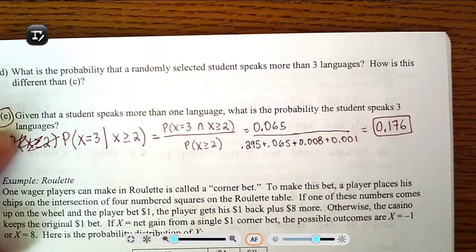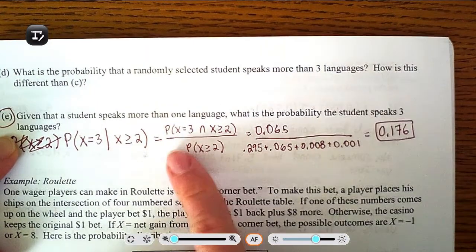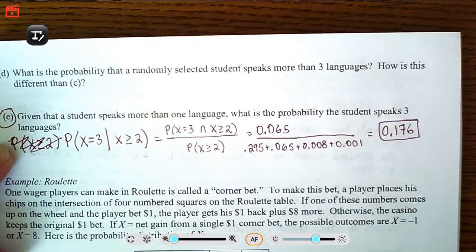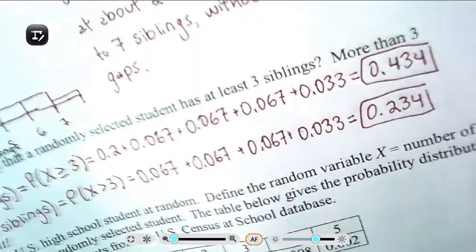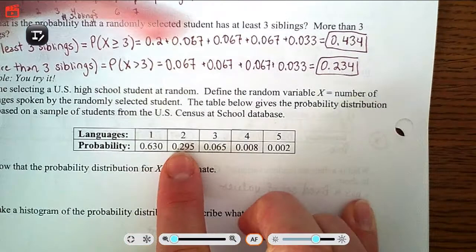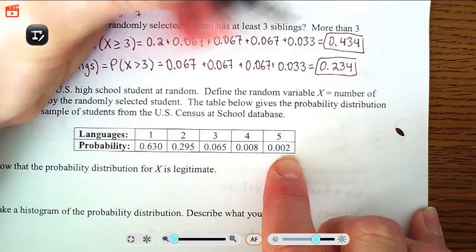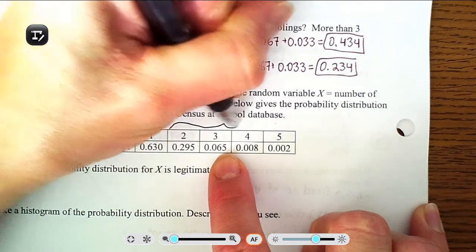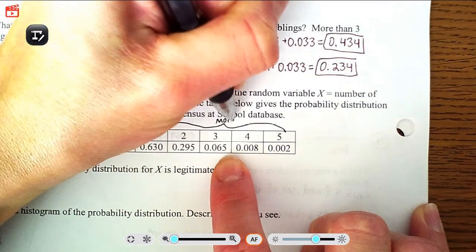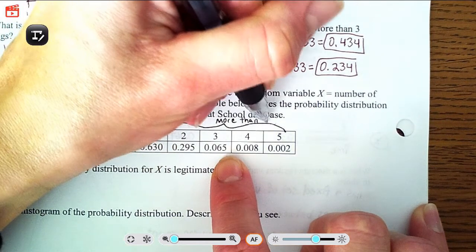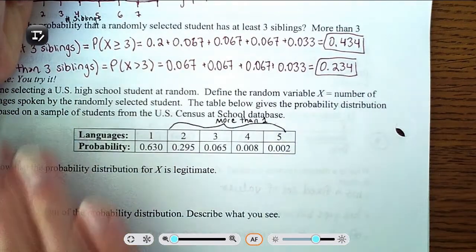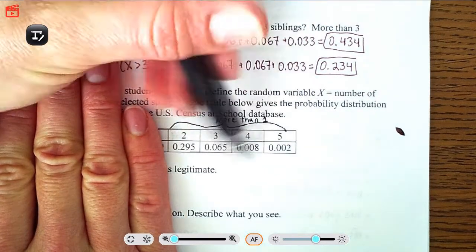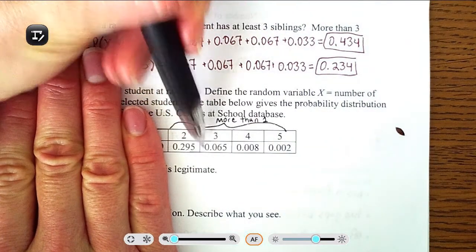All right, E. Given that a student speaks more than one language, what is the probability the student speaks 3 languages? So here is my more than one language. And so I'm going to use the cover-up method, and I'm going to say that that's my total then. Given they speak more than one language, what's the probability they speak 3?